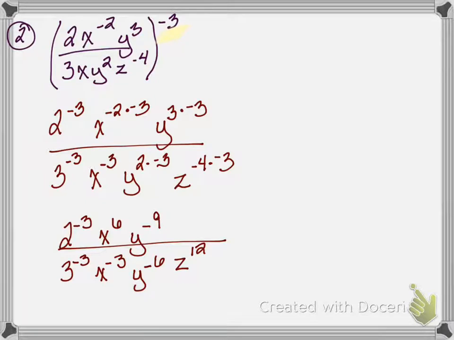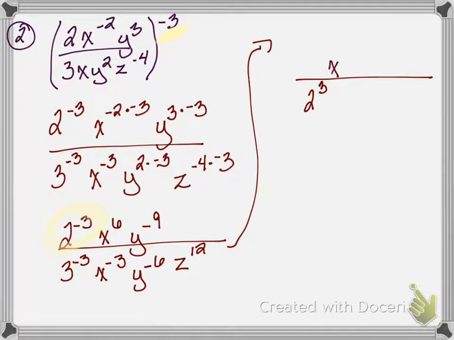Okay? Now I'm going to start moving things from the denominator and the numerator. So here I've got 2 to the negative 3. Because of that negative exponent, that's going to be 2 to the third in the denominator. Okay, my x to the 6th is going to stay in the numerator. But my y to the negative 9 is going to go to the denominator, and it's going to be y to the 9th.